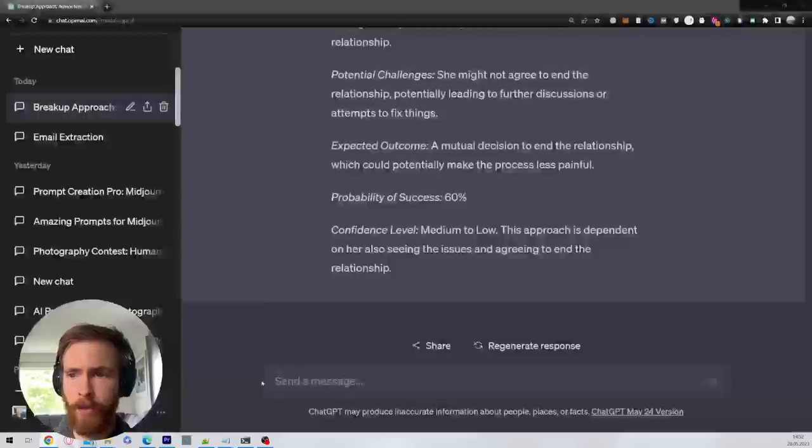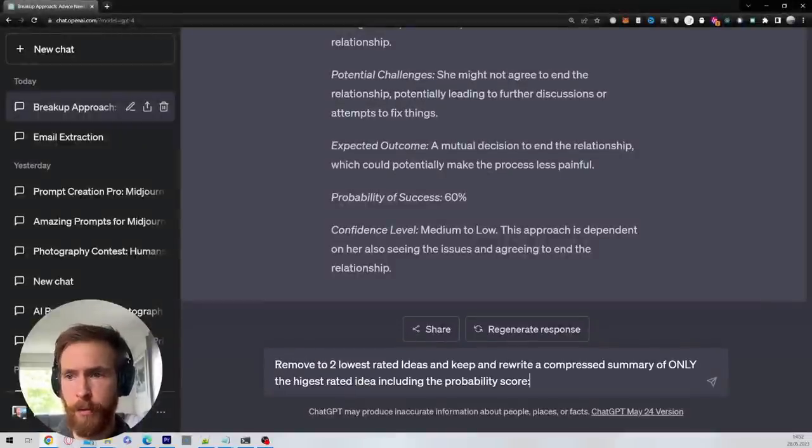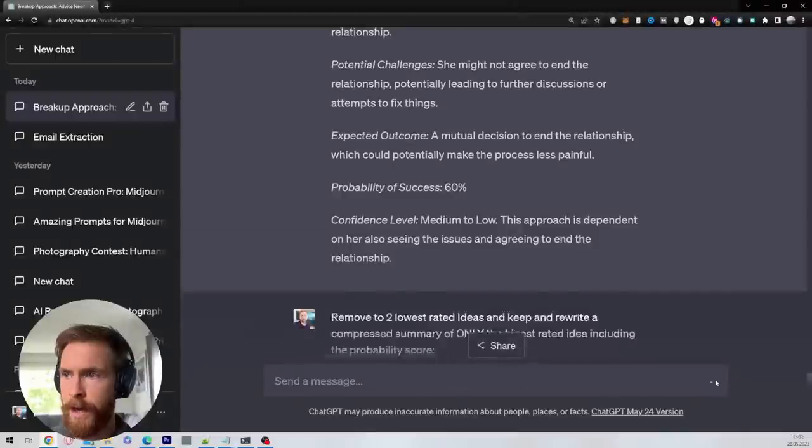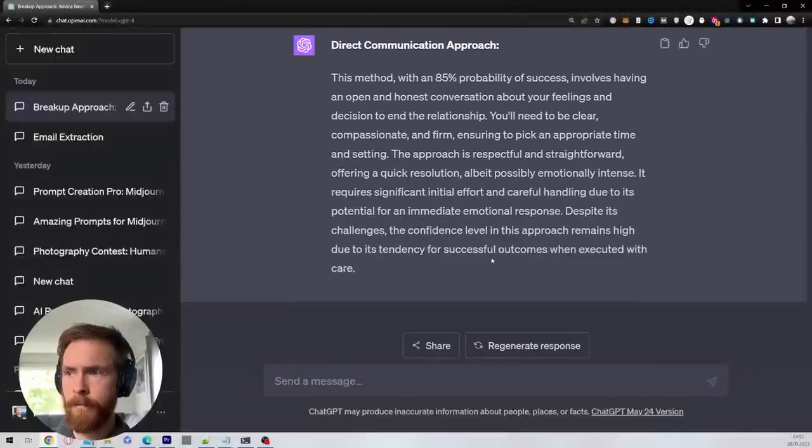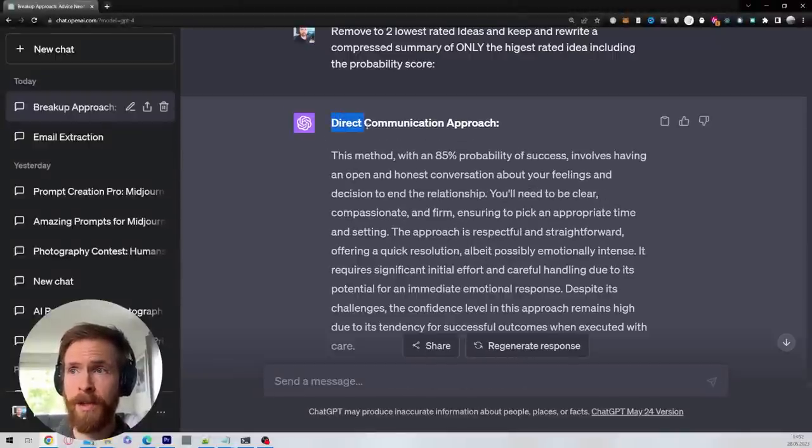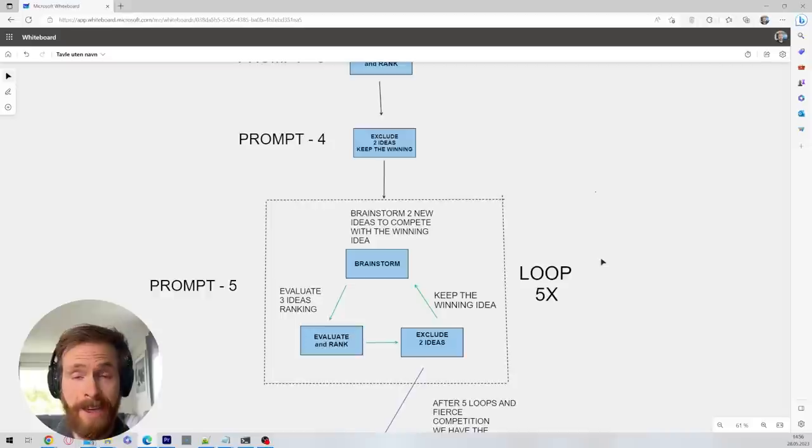So if we head over to ChatGPT again here now, I just wanna do the prompt: remove the 2 lowest rated ideas and rewrite a compressed summary of only the highest rated idea, including the probability score. Okay. Yes, perfect. Here you can see it picked out the direct communication approach with the 85% probability of success. Okay, so we can move on to our next step. And that is gonna be at the start of our loop. So this is quite an important step. So here we're gonna brainstorm 2 new ideas to compete with the winning idea. So let me show you here how I do that.